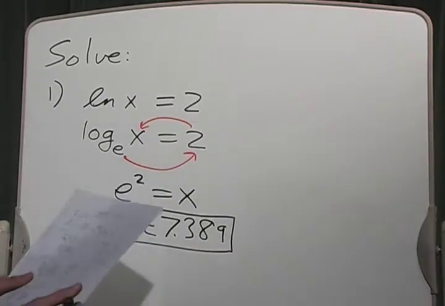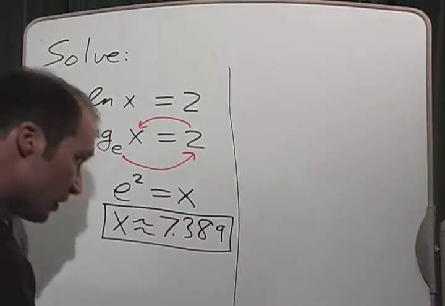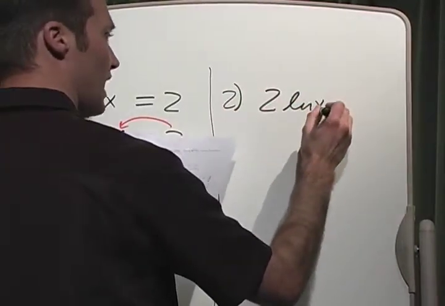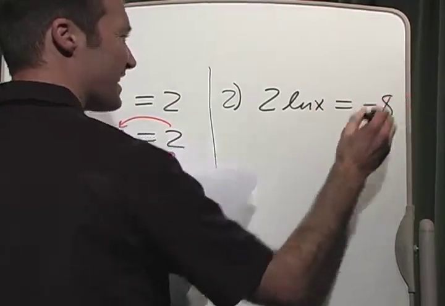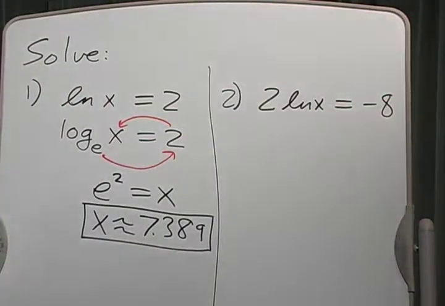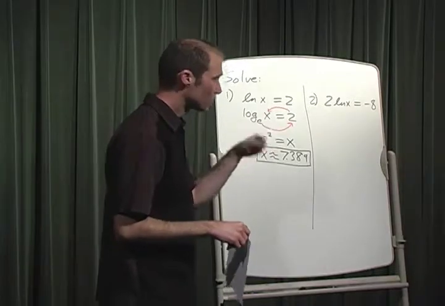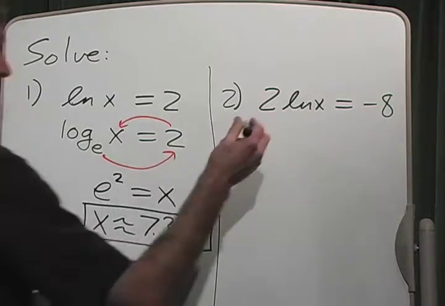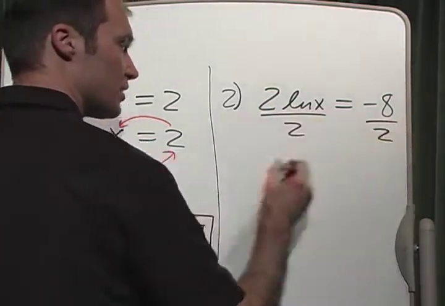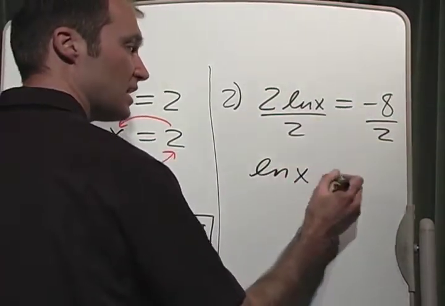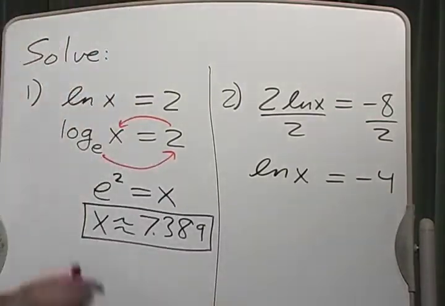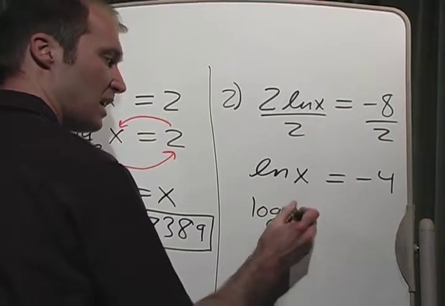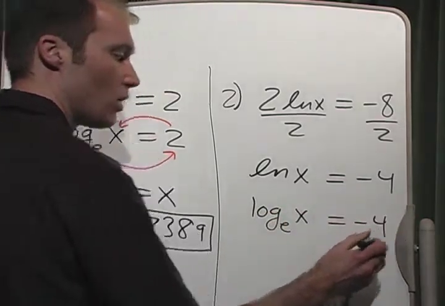Now, let's suppose that I have a problem that looks like this. I'll just draw a barrier here. And suppose that I have 2 times the natural log of x equals -8. Well, before I do anything else, I need to just rewrite this. I need to get the 2 onto the other side. I'm going to divide both sides by 2, and this is going to give me the natural log of x equals -4. And we saw from this part that that's the same as log base e of x equals -4.